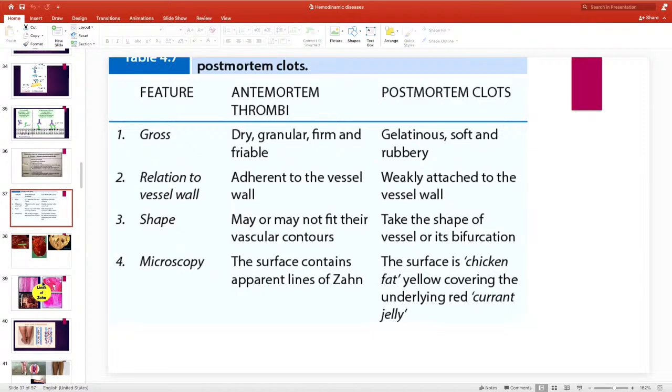This is very important, what I already told you. You have to know how to differentiate antemortem and postmortem clots. Yes, this is a really very important part. And of course, in postmortem, they will be weakly attached. Why? Because it's on dead tissue, normal adherent molecules are not expressed on blood vessels, and of course you can easily remove them from blood vessels.